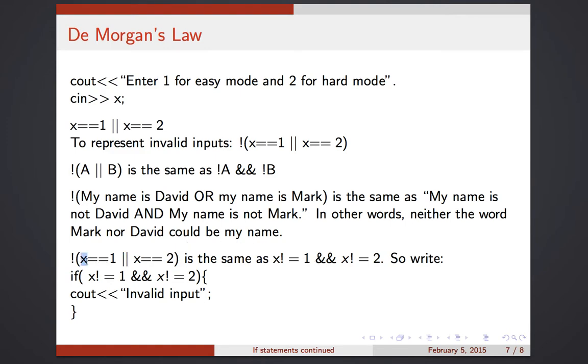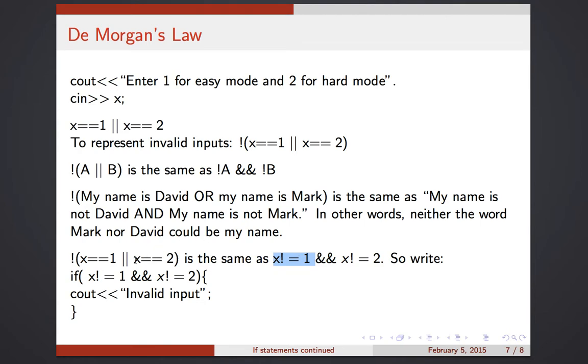Well, by De Morgan's law, not of that or statement is an and. So what I have to do is negate this statement here, x equals 1, negate this statement here, x equals 2, and change the or to an and. Well, if I want to negate x equals 1, the opposite of that is x is not equal to 1. And that's what this is saying. X is not equal to 1.